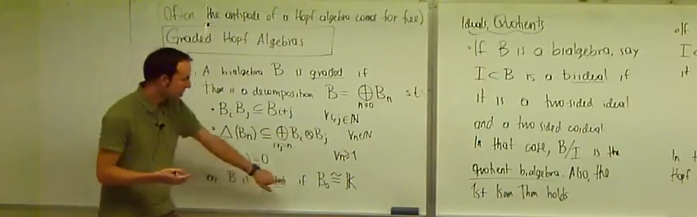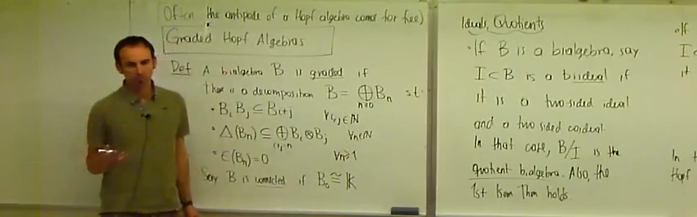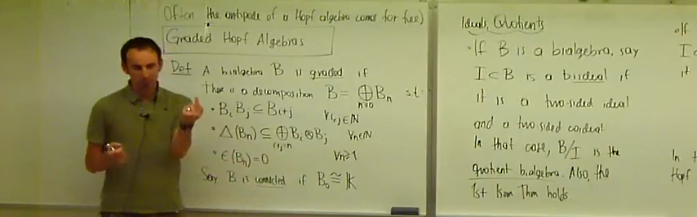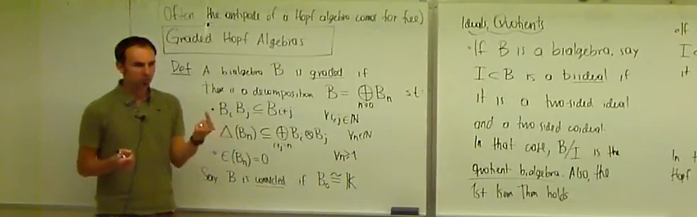In principle, B0 is some vector space over K. But we're saying B is connected if that vector space is just one copy of K. It's just a vector space of one generator.